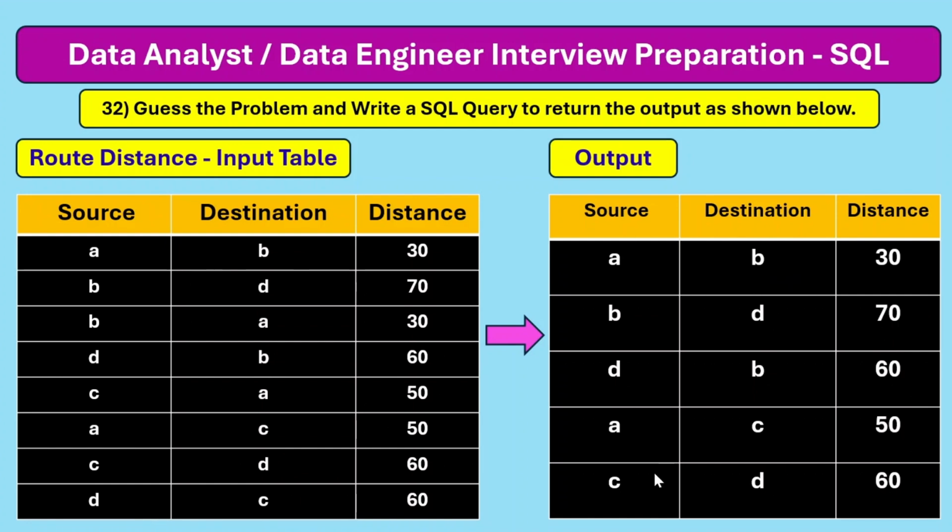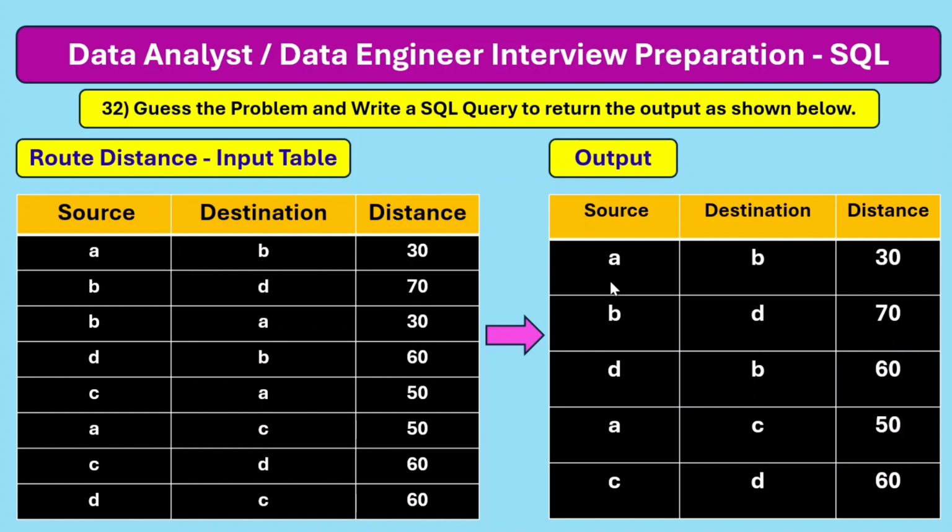You can see here, the only paths where the forward and backward distances are different are B to D and D to B. That is the reason we are getting both. But in the remaining three cases, the reverse path has the same distance, so that is why we are not returning those reverse paths. I hope you understand the problem.